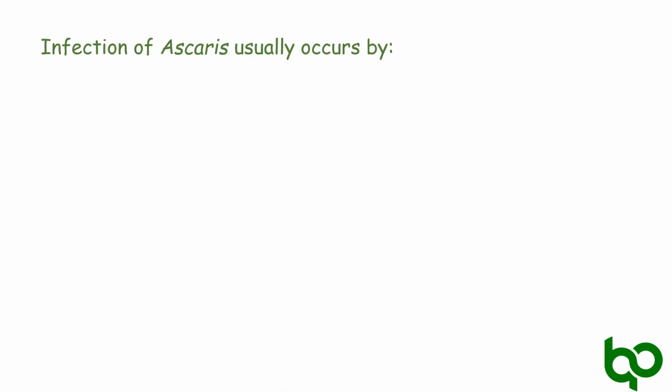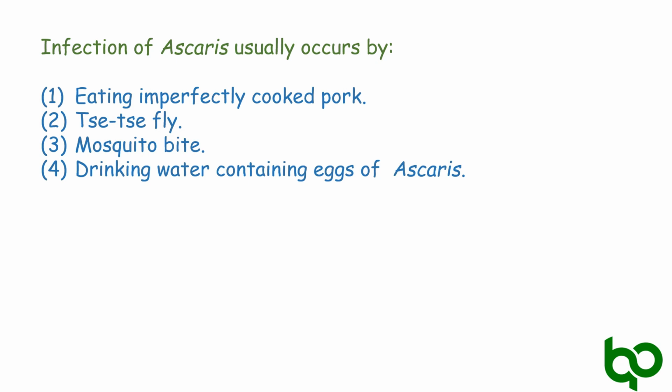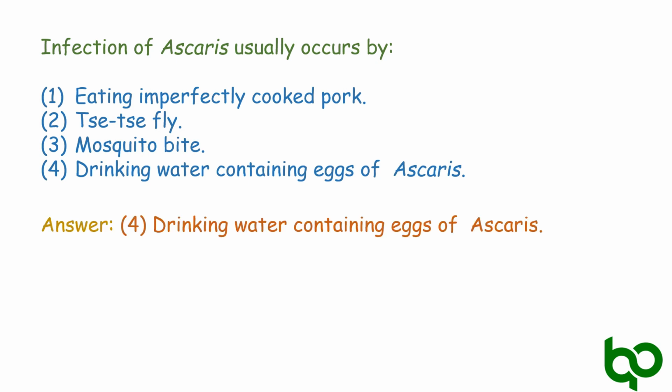The question is, infection of Ascaris usually occurs by: option 1, eating imperfectly cooked pork; tsetse fly; mosquito bite; and last option, drinking water containing eggs of Ascaris. The answer will be option 4, drinking water containing eggs of Ascaris, because the eggs of the parasite are excreted with the fecal matter of an infected person, which can contaminate water, soil or plants. So here the correct answer is drinking water containing eggs of Ascaris.